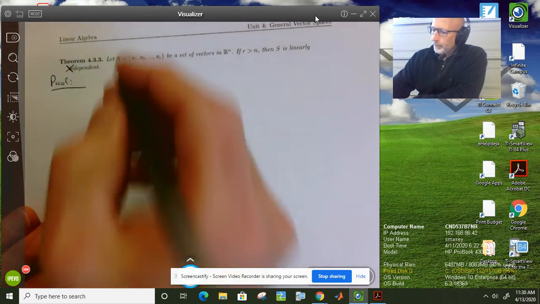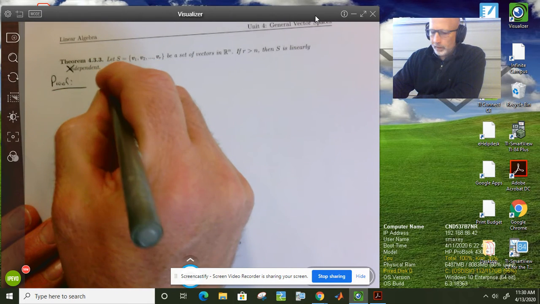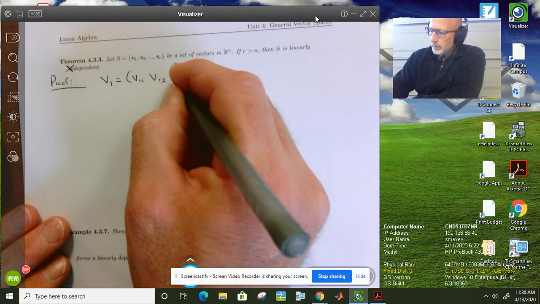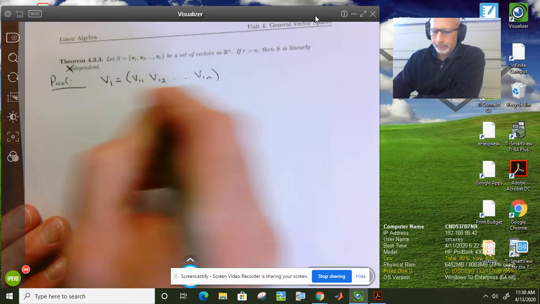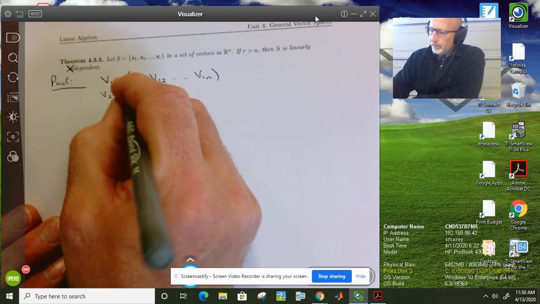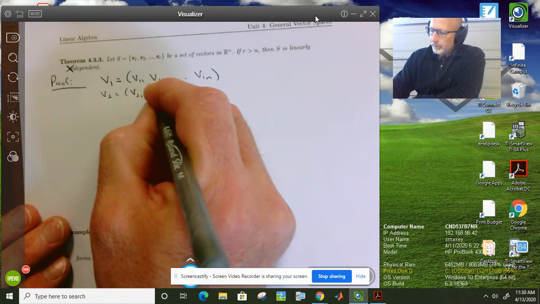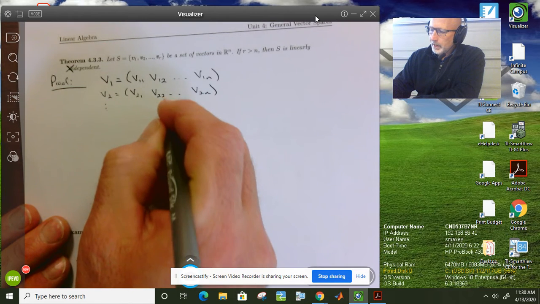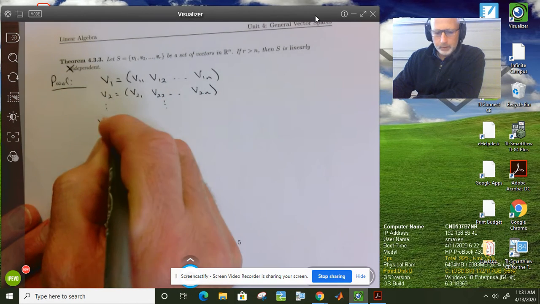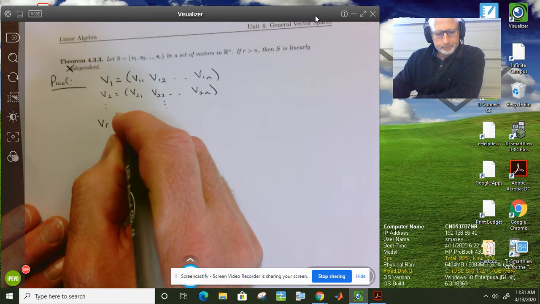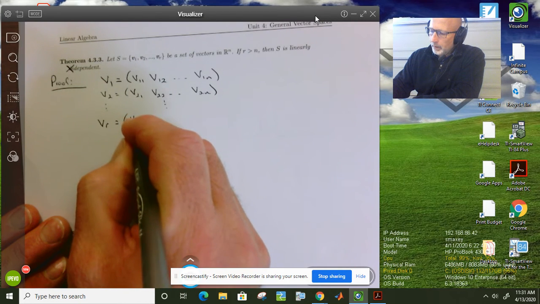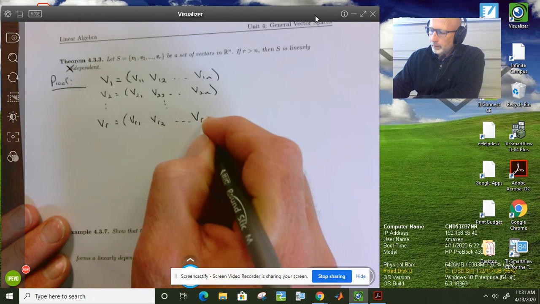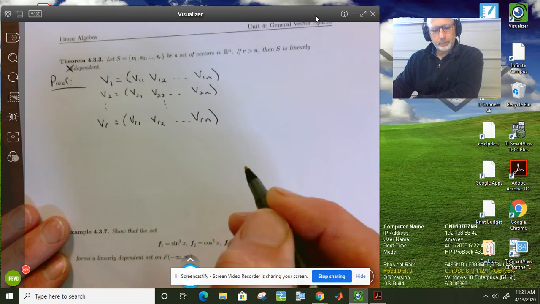Okay, so proof. We have v1, which is equal to, I'm going to call this v11, v12, all the way up to v1n. And then v2 is the vector v21, v22, all up to v2n. And then going down here, I have vr equal to vr1, vr2, up to vrn. So those are the set of vectors.